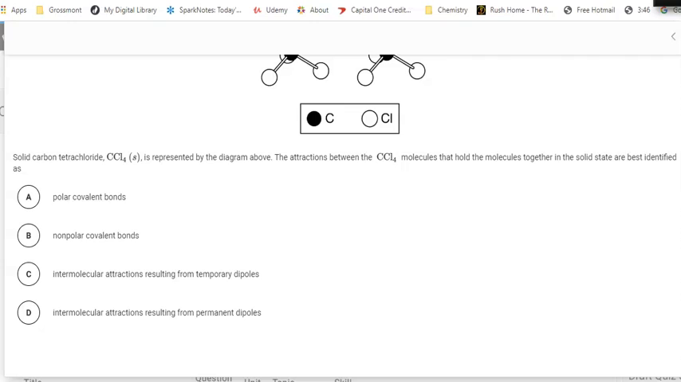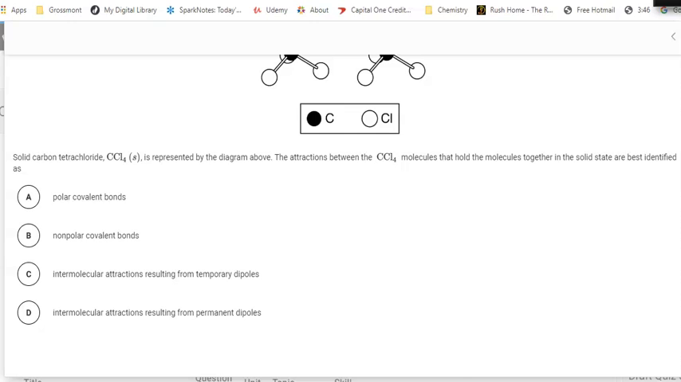Let me be sure we got the question right. The attraction between CCl4 molecules that hold the molecules together in solid state are best identified. Okay, so it is a non-polar covalent bond. However, that's not the intermolecular forces. The intermolecular attractions are resulting from temporary dipoles. Remember that non-polar molecules are held together only by London dispersion forces. That's temporary polarities that are caused because all of the electrons are over on one side of the molecule.